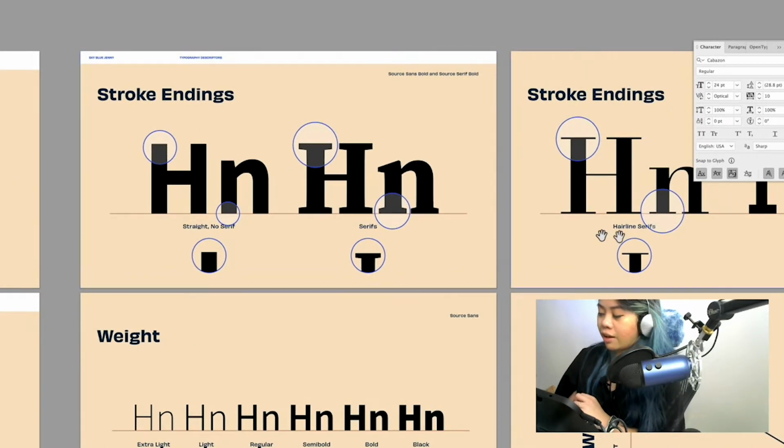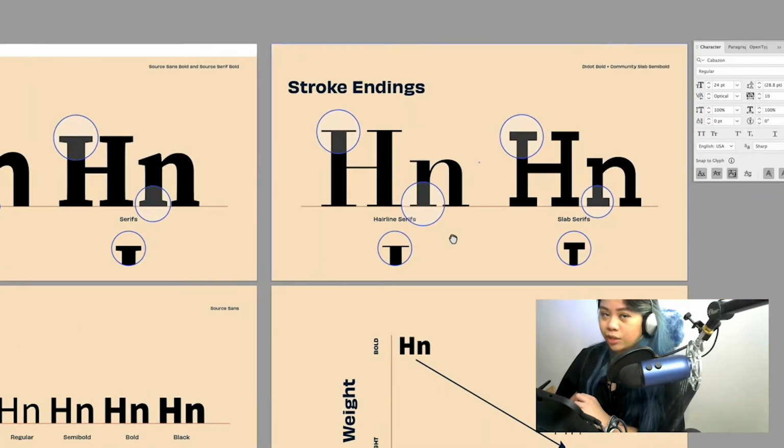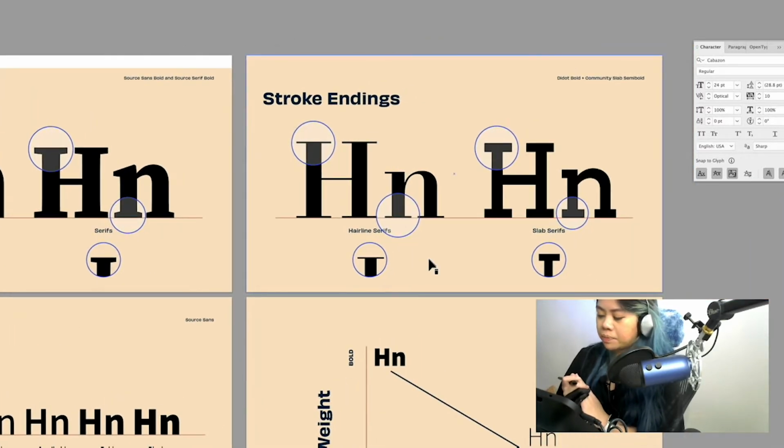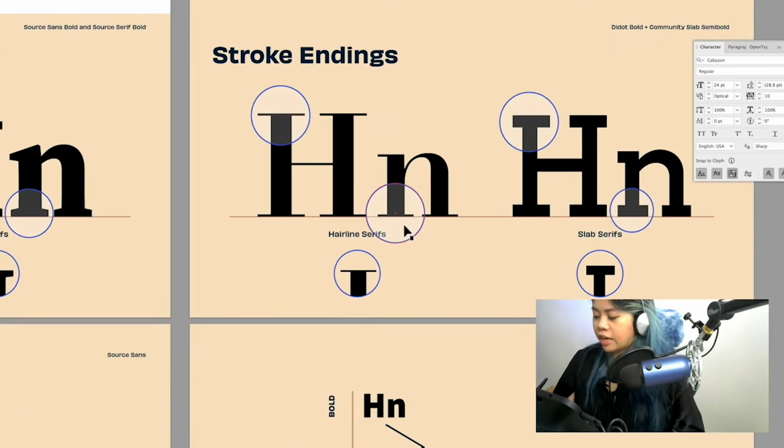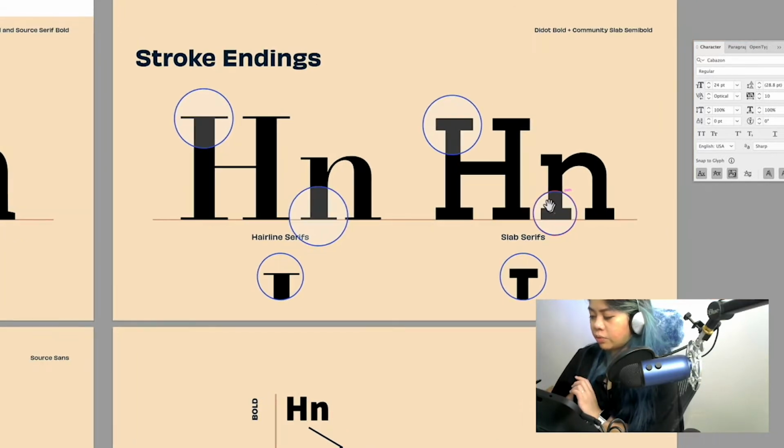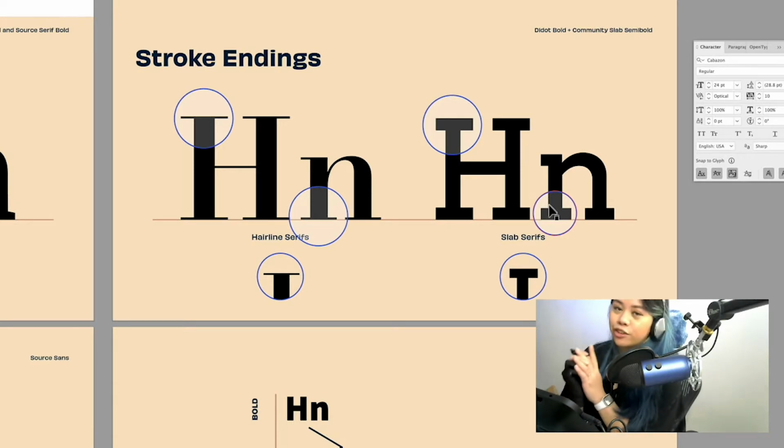Some examples of stroke endings include hairline and slabs. So there's a number of different serifs out there. There's bracketed serifs. I'm just going to show you a couple of examples here. Hairline serifs are ones that are thin in comparison with their stroke, the vertical strokes. So they're very thin, like a hairline. There's also slab serifs, where the serifs are equal to the weight of the vertical strokes.